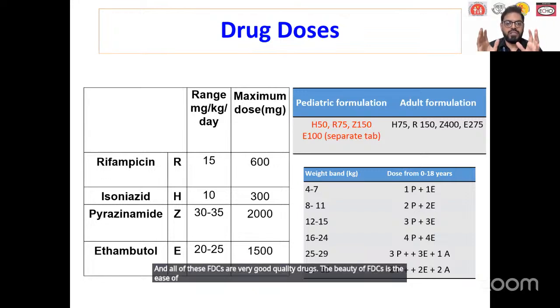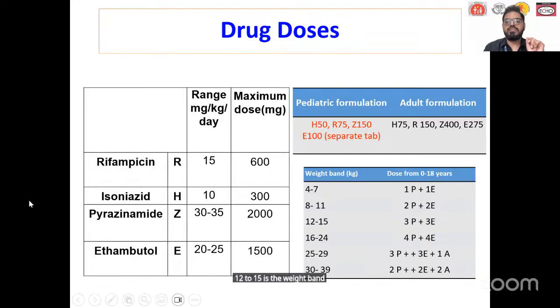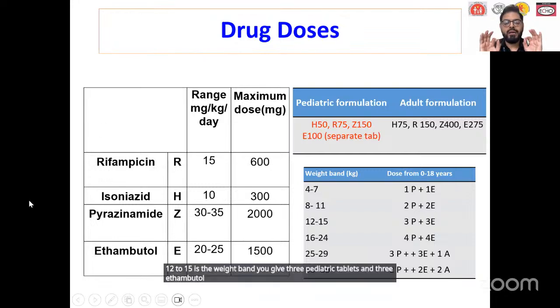Now, if a child is 14 kg, you just see the table in front of you. 12 to 15 is the weight band. You give 3 pediatric tablets and 3 ethambutol tablets, and these tablets are dispersible.